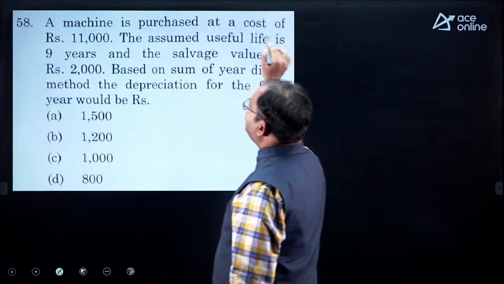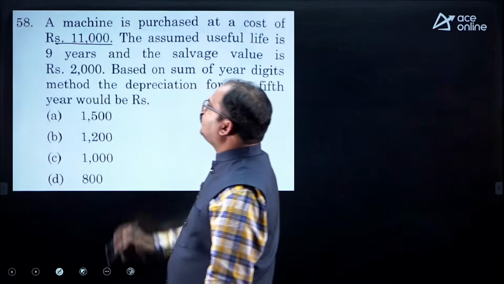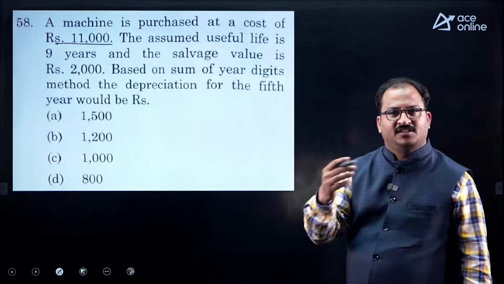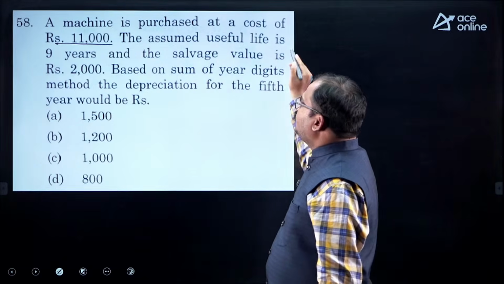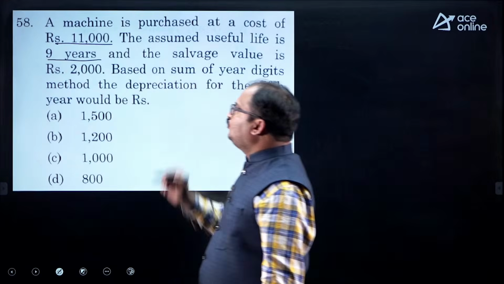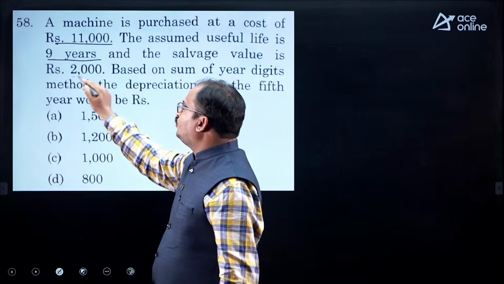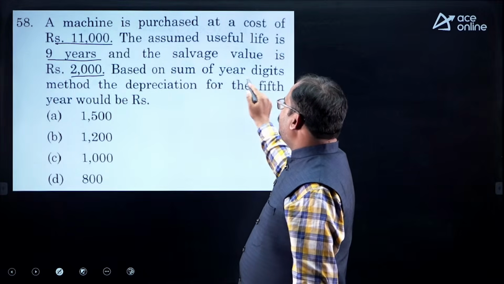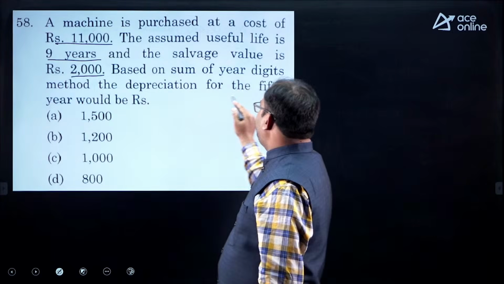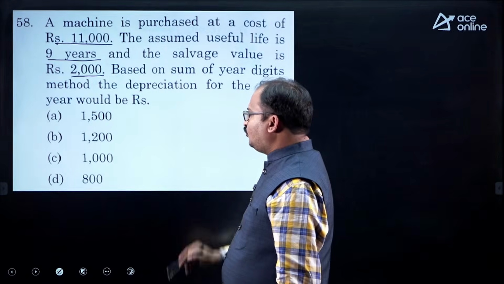A machine is purchased at a cost of rupees 11,000. So the initial cost of the machine is 11,000. The assumed useful life is 9 years, and the salvage value is 2,000 rupees. Based on the sum of the digits method, the depreciation for the 5th year would be how many rupees?